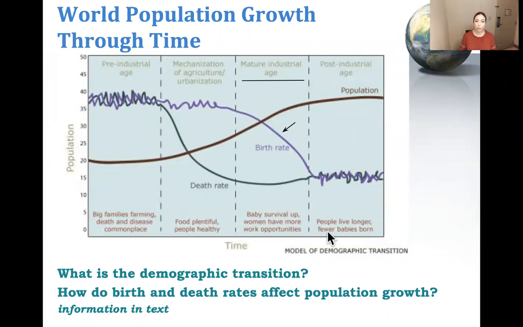Death rate, remember, it decreased in the previous stage. Death rate has kind of leveled off, but it's relatively low. There's not a lot of people dying. And birth rate is declining, but you still see an increase in population growth and the population growth rate. And that is because there are several reasons for that.